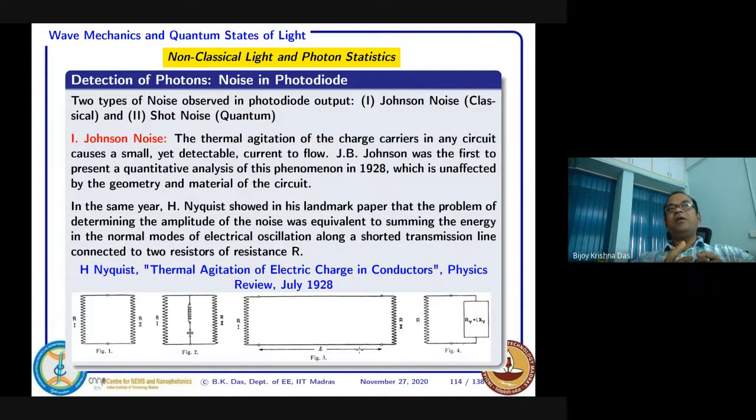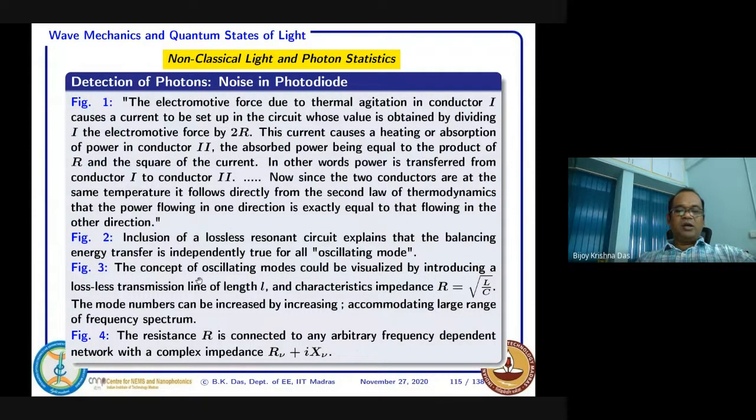Lossless means the distributed resistance R is 0 in a transmission line, but you can have per unit length inductance and per unit length capacitance. Per unit length inductance and capacitance give you a characteristic impedance for a lossless transmission line.